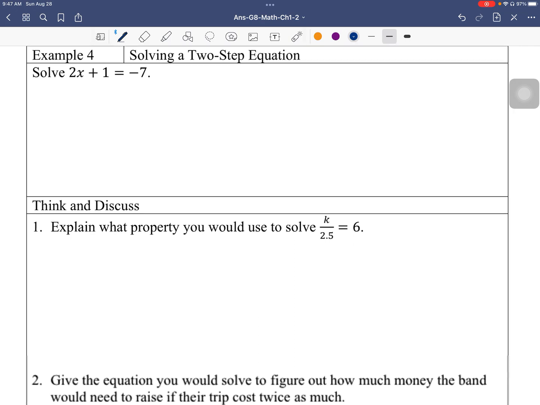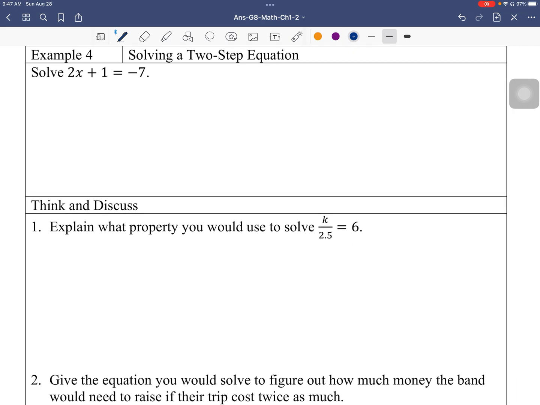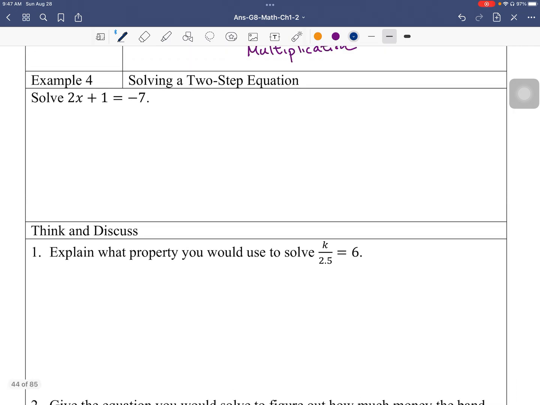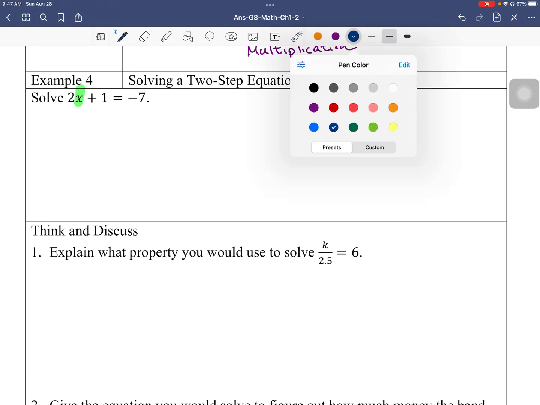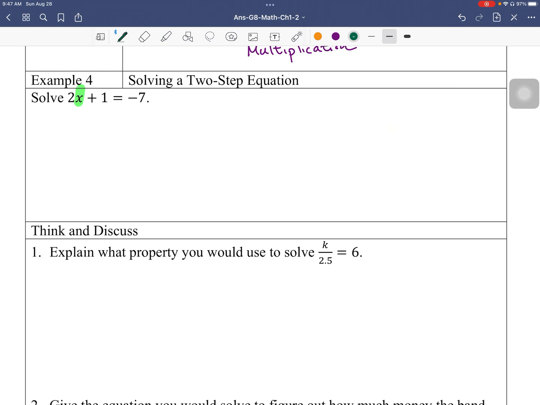For something like question 4, we want to isolate x here. So the first step is to add 1 to both sides.